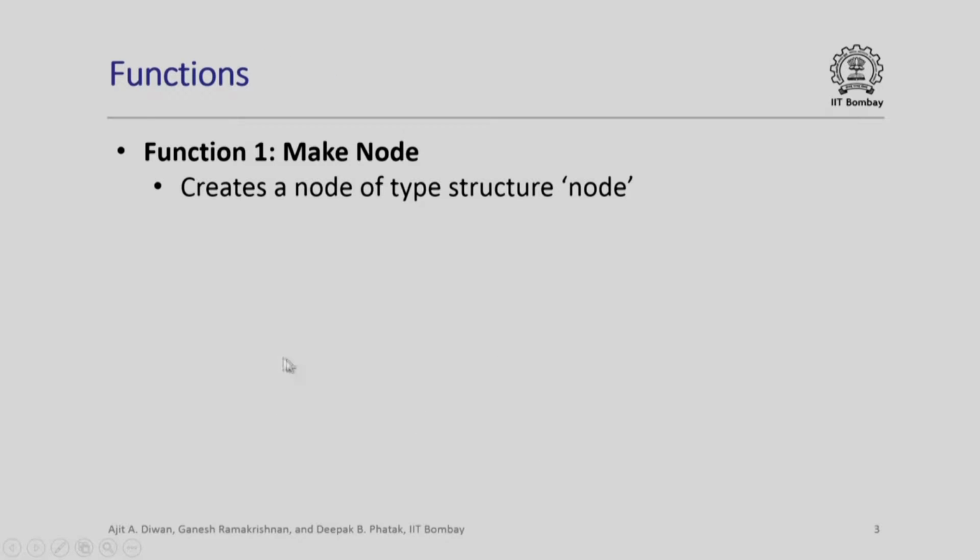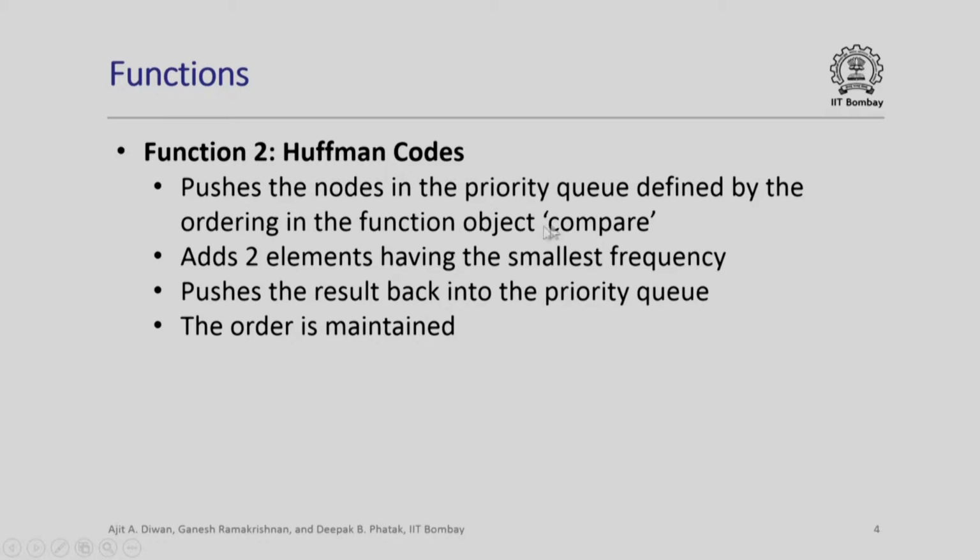Next, we have the functions which we need. A make node function which will create a node of the type structure node. We have already seen that the node will contain a character, its frequency, and left and right child pointers. The second function is actually the main function which will create the Huffman codes.